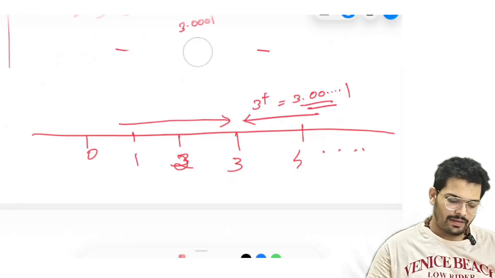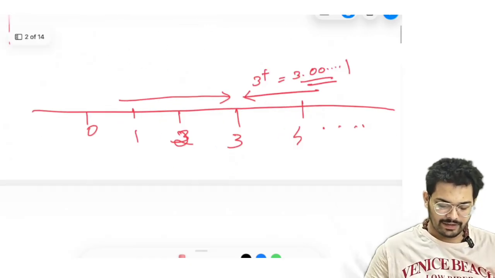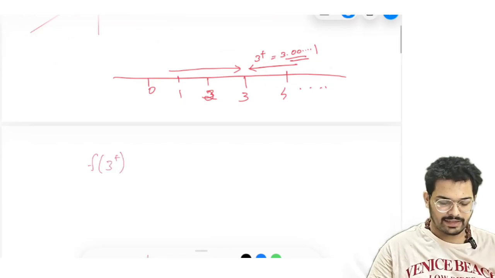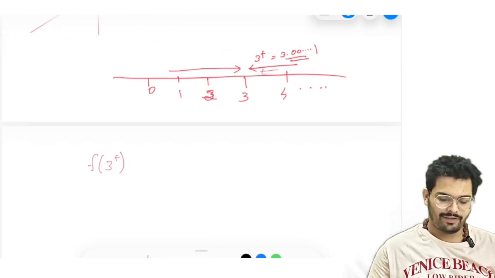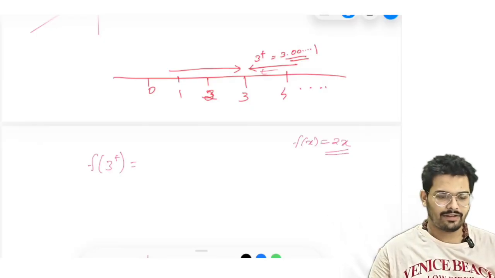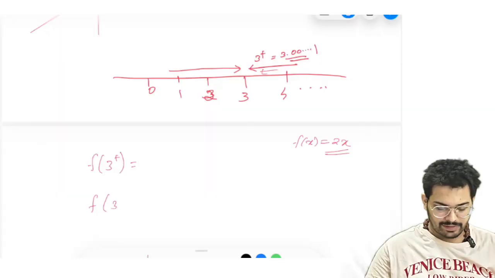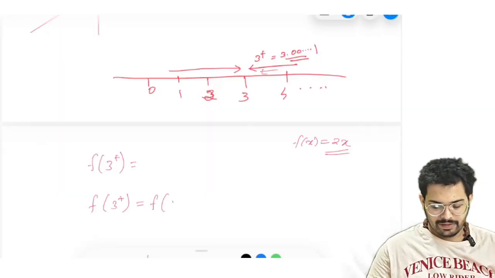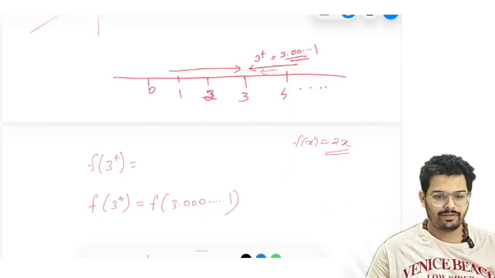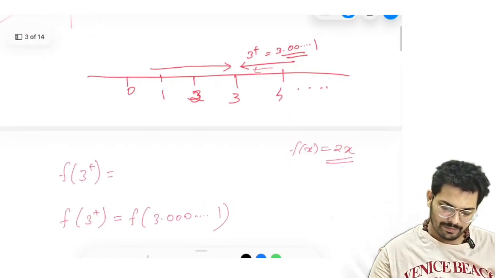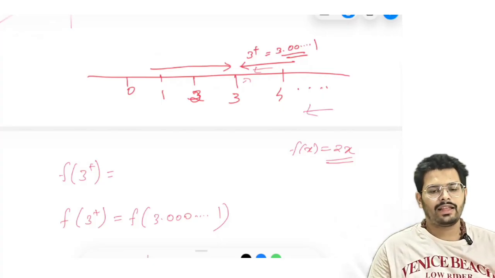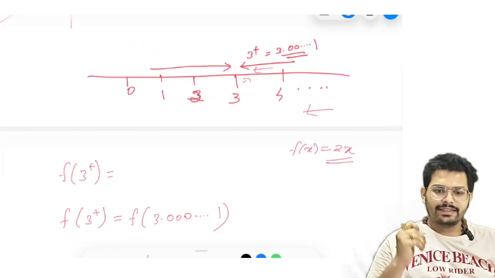Now in this scenario, when I need to find the value of the function at f of 3 plus, that is a slightly greater value than 3. What is our actual function? Our actual function is f of x equal to 2x. Now 3 plus means it will be f of 3.000000, exactly infinite number of 0s followed by 1. That is a number that is slightly greater than 3. Now we are approaching 3 from which side of the number line? The right side of the number line. From the right side we are approaching.